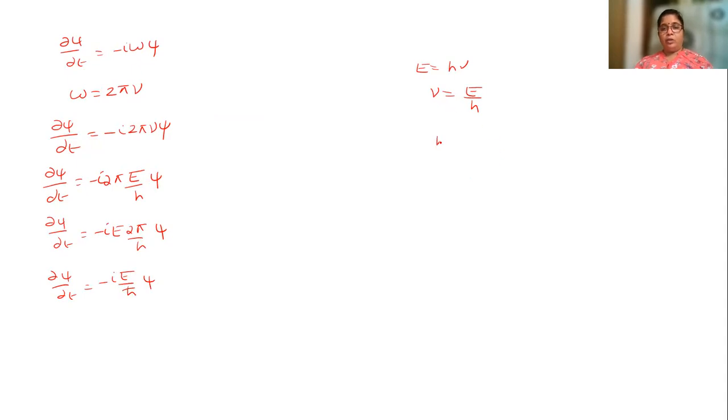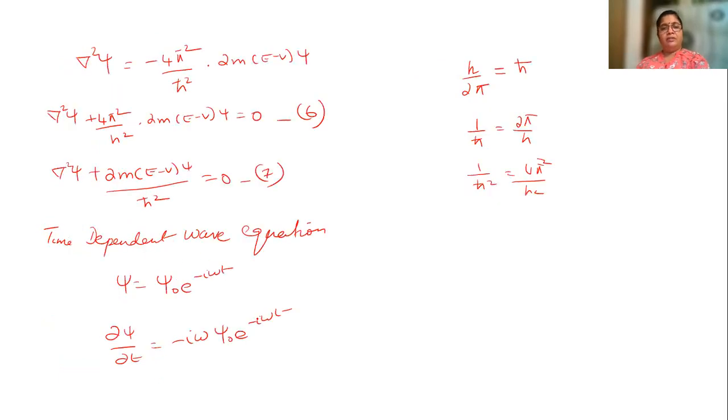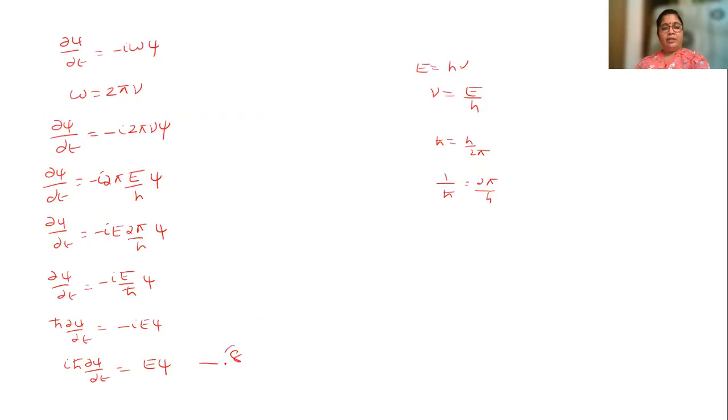Why? We know h cross is equal to h by 2 pi, or 1 by h cross is equal to 2 pi by h. Rearranging, I can have h cross dou psi by dou t is equal to minus i E psi. I want to take this minus i this side, so it becomes i h cross dou psi by dou t is equal to E psi. So we shall give this a number. I call it equation 8. I have an expression for E psi.